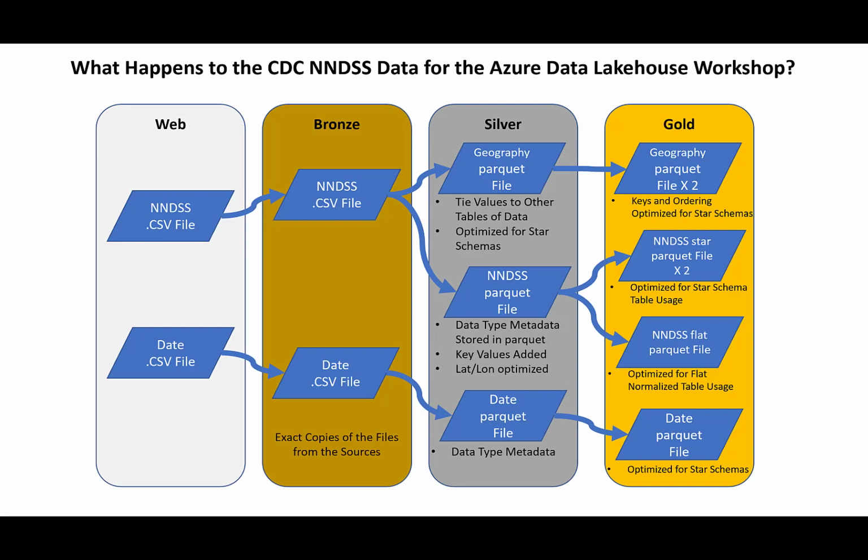Thirdly, for teams that don't want to use a star schema or a relational database, we'll create a big flat table that contains all of the data as it existed in the source file. And fourthly, we'll pull over a date table.